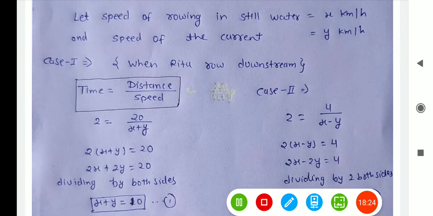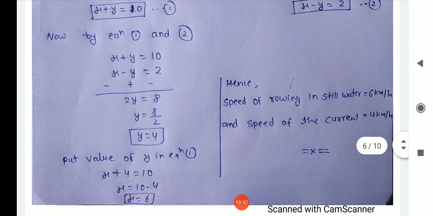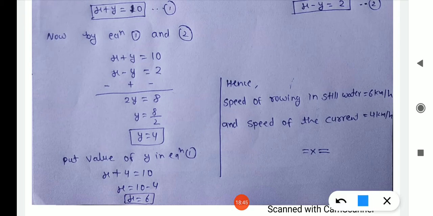Now we multiply x minus y by 2, and it becomes 2x minus 2y equals 4. Now we divide by 2, and it simply becomes x minus y equals 2. This is our equation first and this is our equation second. Now we solve equation 1 and 2 by the elimination method. We get the value of y equal to 4. If we put this value in equation first, we get the value of x. So the speed of rowing in still water is 6 km per hour and the speed of current is 4 km per hour. This is our answer.